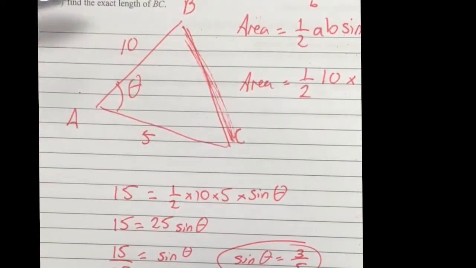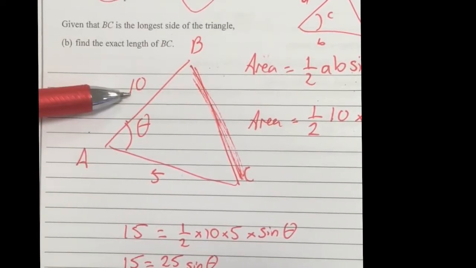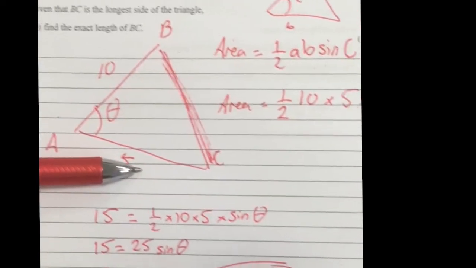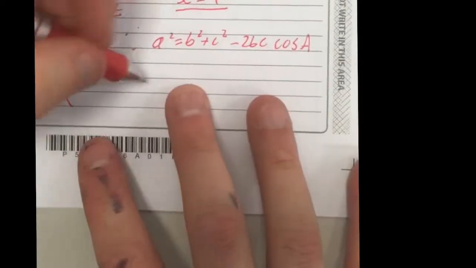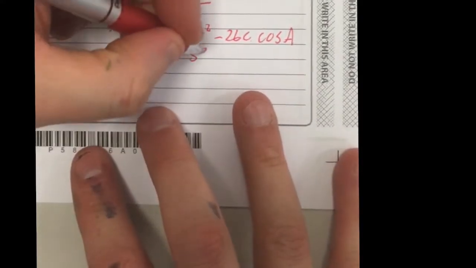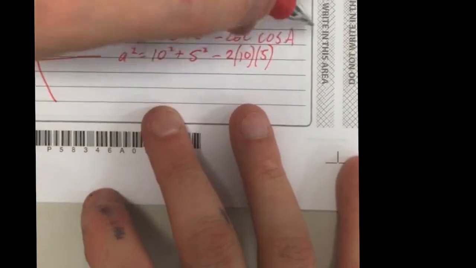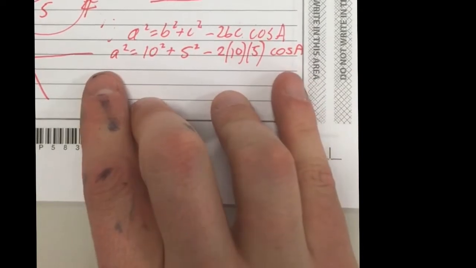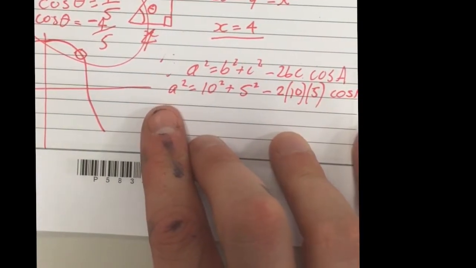Cool. Okay, so we're going to use this with our values. We've got a squared, which is the side we want to find, b squared, c squared, and 2bc cos A. Cos A is going to be one of these two values we got over here. So a squared equals 10 squared plus 5 squared minus 2 times 10 times 5 cos A. If we work out the rest of it, we can try it with 4/5 and with minus 4/5 and see which one makes the most sense.